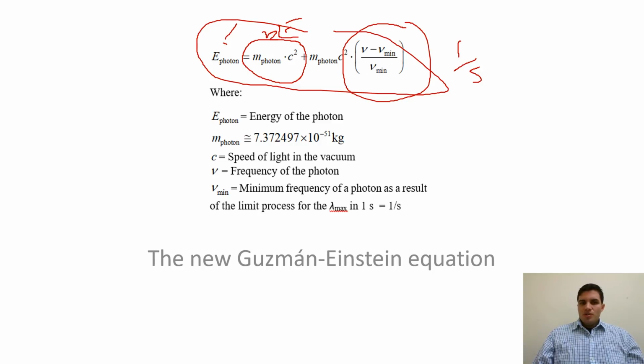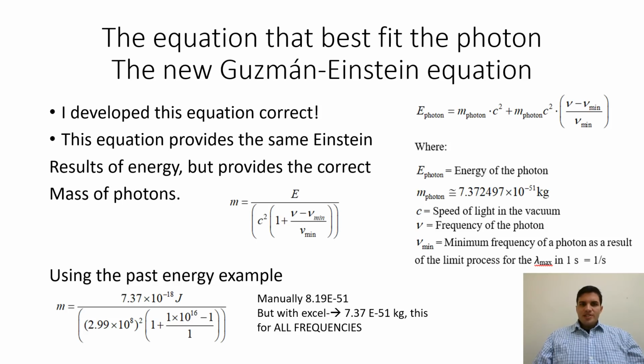When you use the equivalence of energy of the photon, mass of the photon, and the speed of light in the vacuum, the frequency of the photon, the minimum frequency, this is the value of this minimum frequency. The equation presented is the best fit for a photon's nature. I developed this equation correctly. This equation provides the same Einstein results of energy but provides the correct mass of the photon.